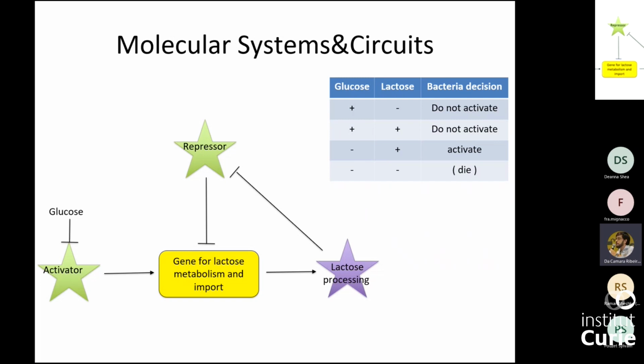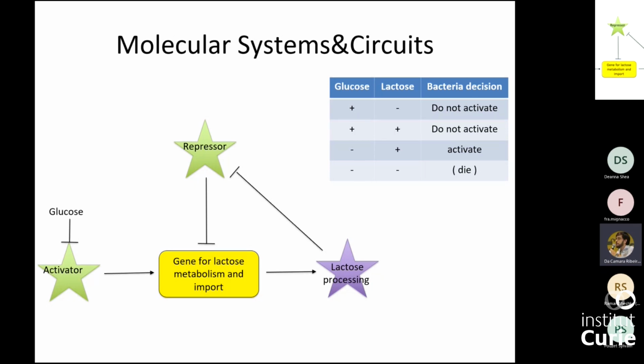So now there is a link. The system creates a link between the two inputs of the system, glucose and lactose. And the connection with this simple network of genes encoding a repressor and an activator is such that you fulfill this particular table.